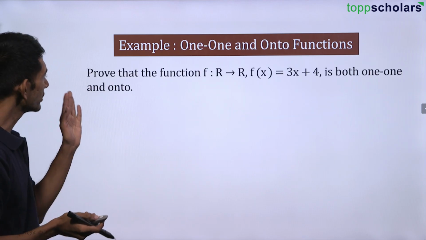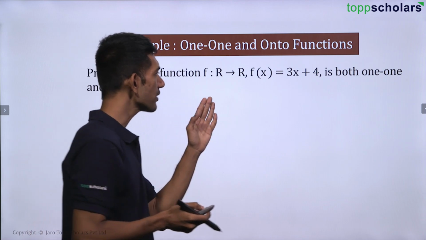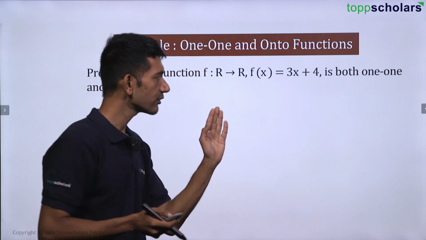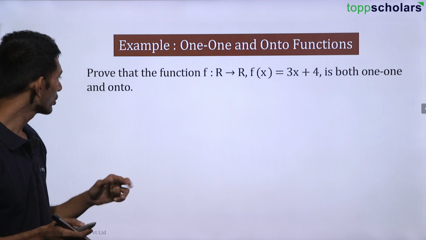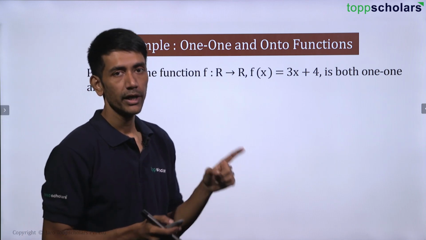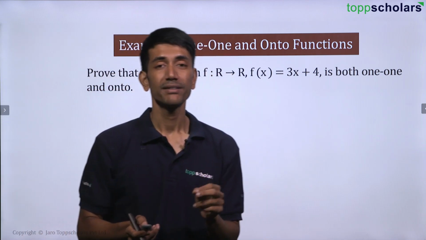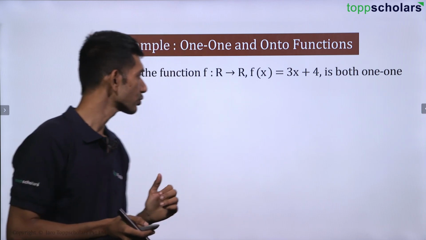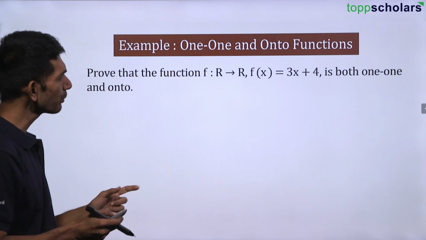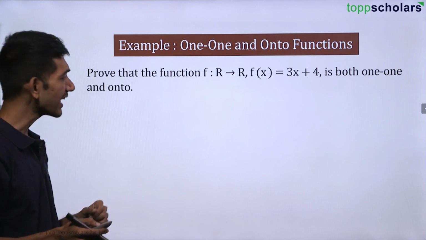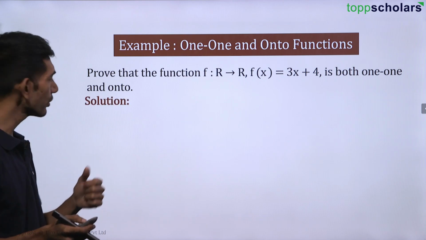Now here is an interesting question. Prove that the function f from R to R, f(x) is equal to 3x plus 4, is both one-one and onto. It is one-one also, onto also. Basically, it is a bijective function. That is what we are supposed to prove. So firstly, to prove one-one, if you remember, we consider f of x1 is equal to f of x2.